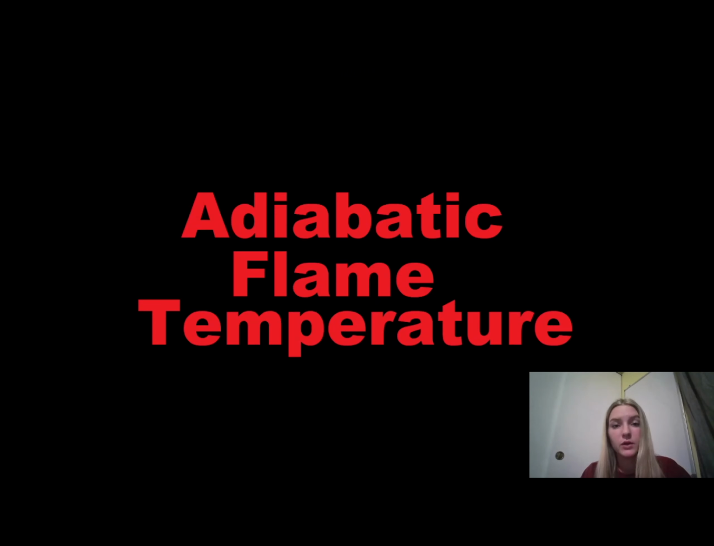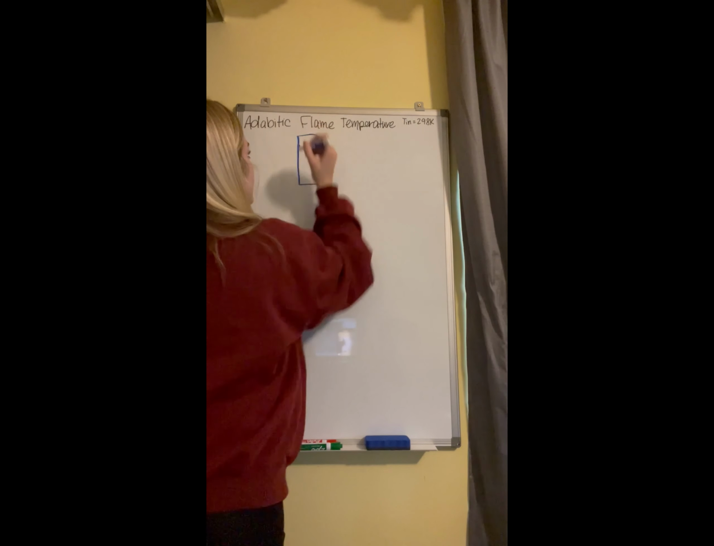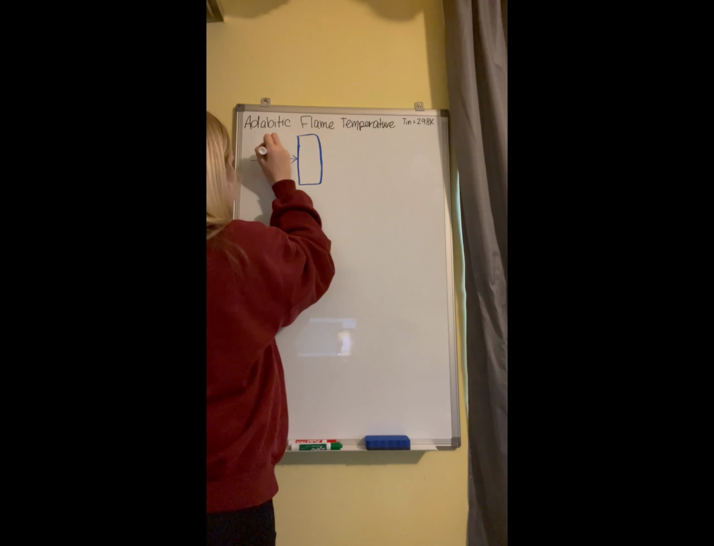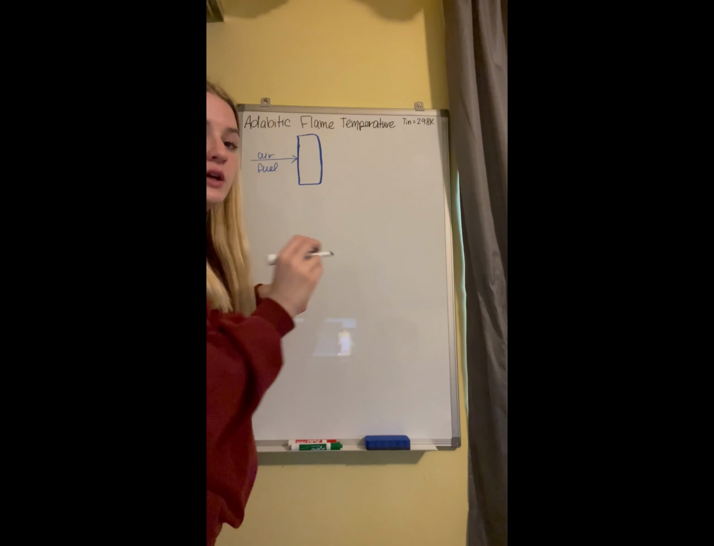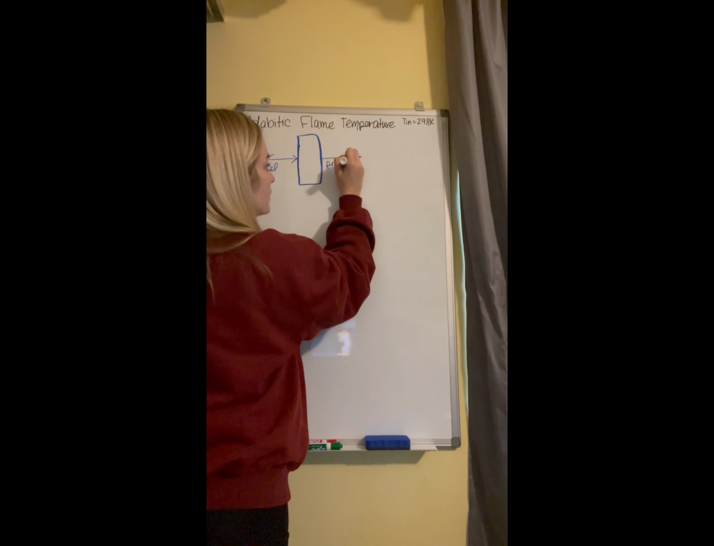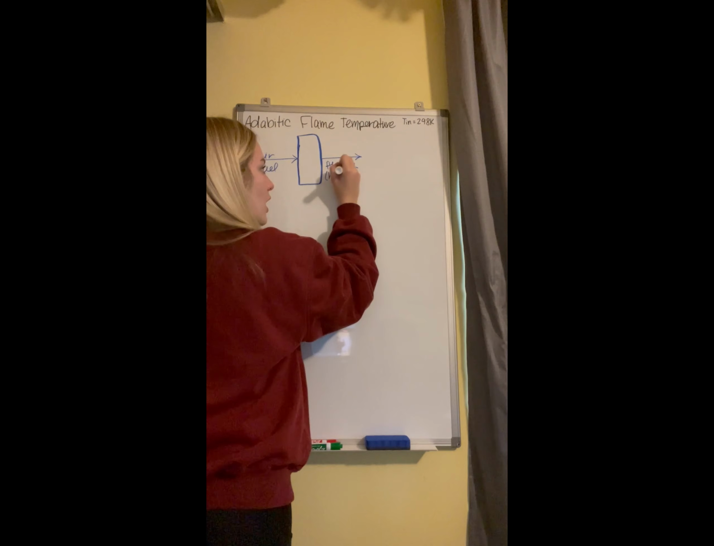Hello, so today we are going to be talking about the adiabatic flame temperature of a steady state system. So we are going to start off with a little picture here. Let's say that this is a lighter. We are going to have air and fuel going into this lighter, and then we are going to get a flame that comes out. So all a flame is hot gas.